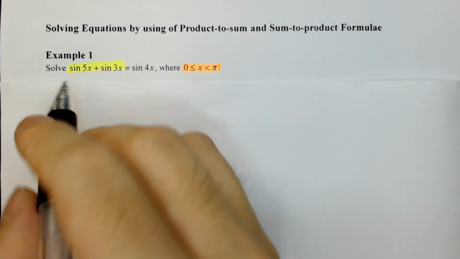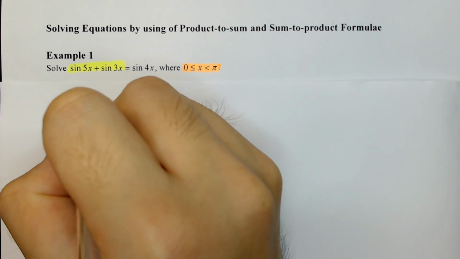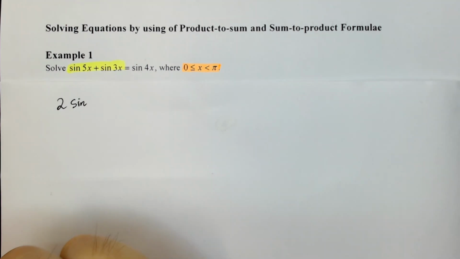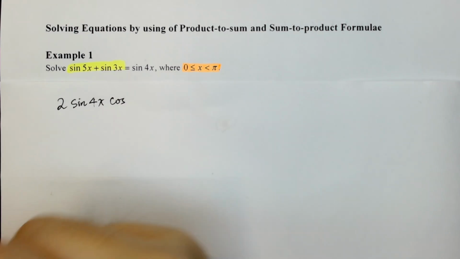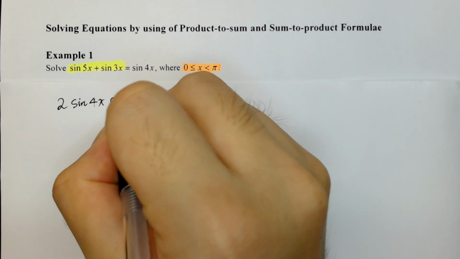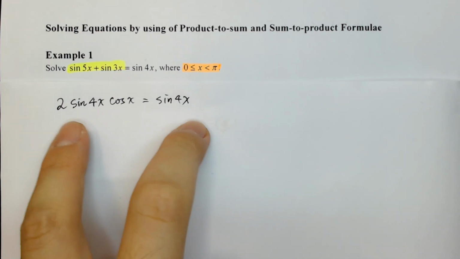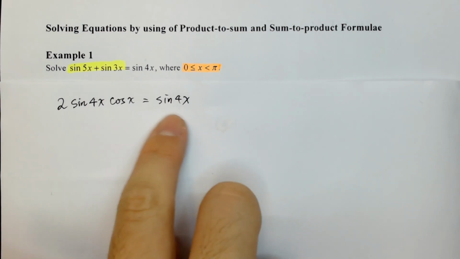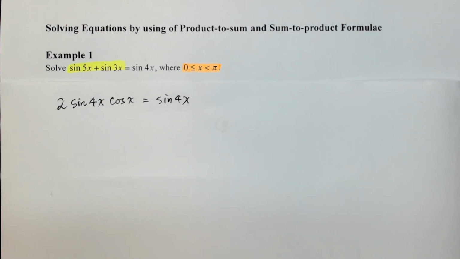So to do this, the first step, you need to use the sum to product formula. We have 2 times sine of (5 plus 3) over 2, that is 4x, and cosine of (5 minus 3) over 2, that is 1x, equals sine 4x. Now you can see that there is a factor of sine 4x appearing on both sides.